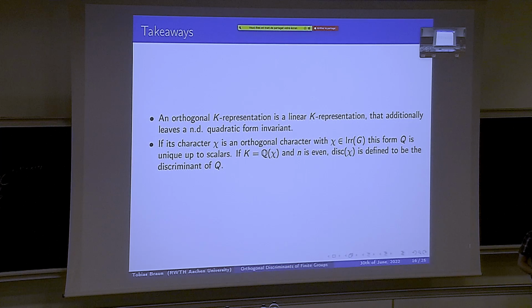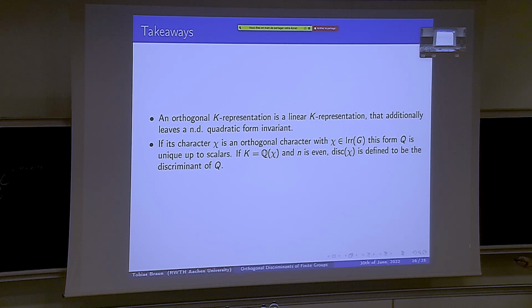OK, takeaways. So an orthogonal K representation is just a linear K representation that additionally leaves a non-degenerate quadratic form invariant. That's just, again, the definition. And here's, again, the definition of an orthogonal character. No, sorry, that's not the definition. If chi is an orthogonal character, then the form Q from above is unique up to scalars. And then if you have the character field and n is even, the orthogonal discriminant is just defined to be the discriminant of Q over the character field if you are in this situation.